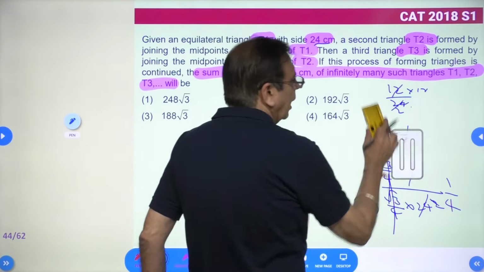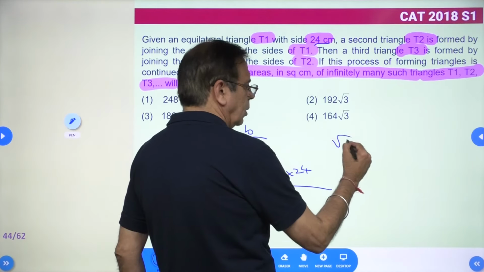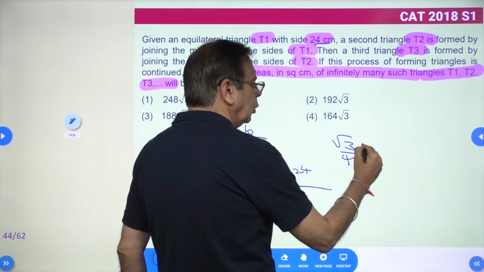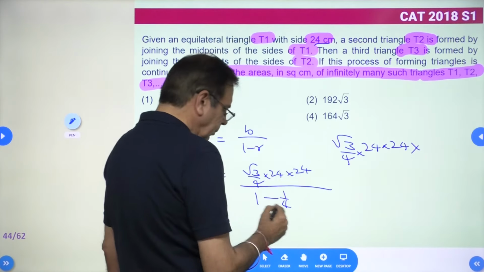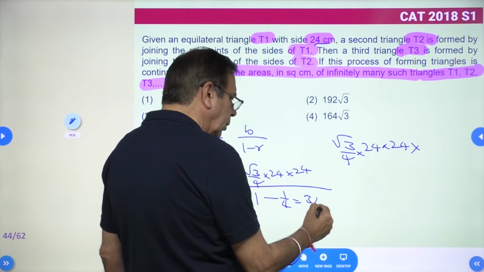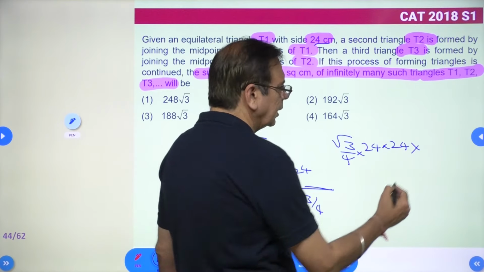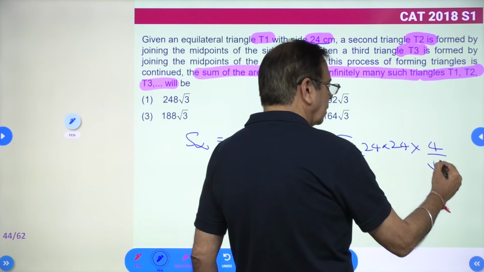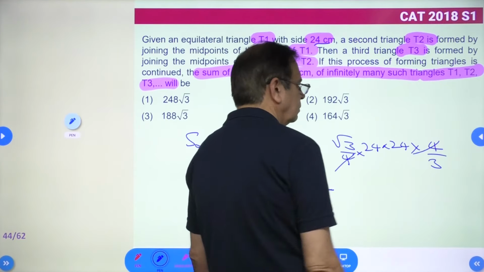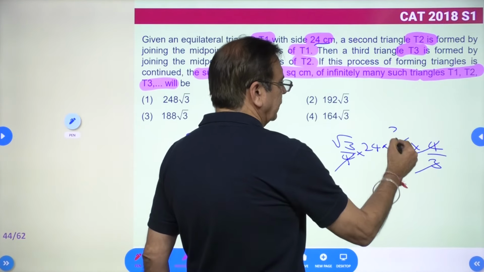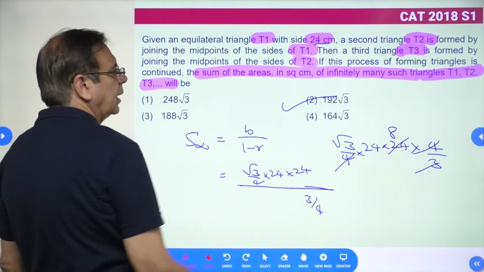So what's the answer going to be? The answer will be root 3 by 4 into 24 into 24 upon 1 minus 1 by 4, which is nothing but 3 by 4. If I have 3 by 4, 4 goes in the numerator and 3 comes in the denominator. 3 into 8, 24 into 8, 192. So your answer is going to be 192 root 3.